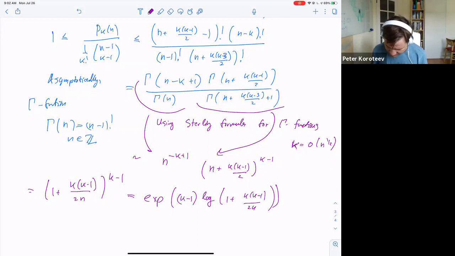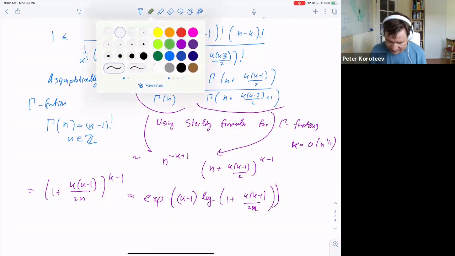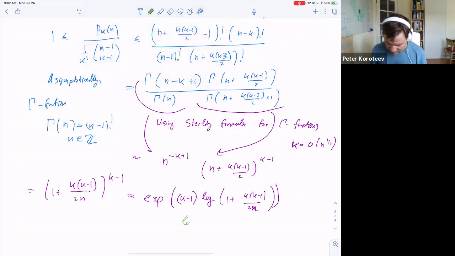Or here, so remember n is large, right? So we're assuming n is large, but k is not very large. So we can now use the Taylor expansion for the log. Do you remember what it is? What is log of 1 plus a small number in the first approximation? So what is it from calculus? What is, say, log of 1 plus x, where x is small, approximately?